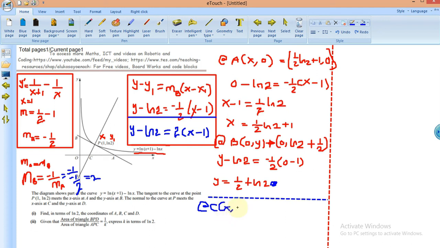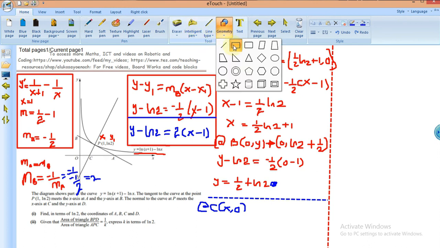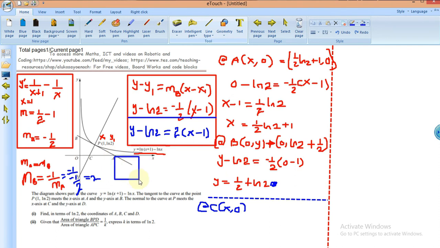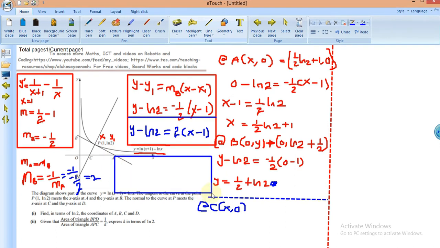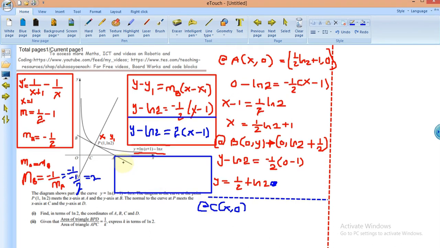If you don't mind guys, because I just need to manage my board, let me just complete it here under this place, in this rectangular box. So I'll get the coordinates for C here. So now I'm using this equation. When y equals 0, I have 0 minus ln 2. I'm looking for x, don't forget, equals 2 into x minus 1.